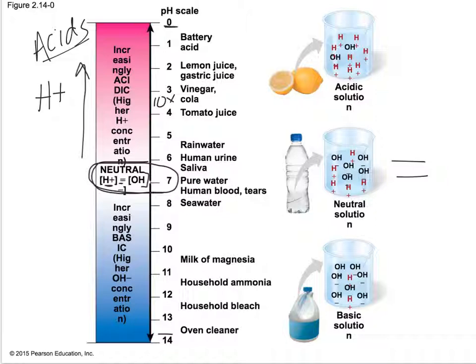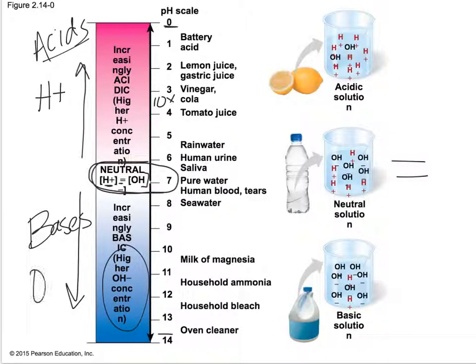Okay, and then if we go in a number that's higher than 7, then we're going to have our bases, and what that means is that we have a higher concentration of OH ions, so hydroxide ions. Okay, so less hydrogen ions and more OHs. Okay, down here, on the acid scale, there's going to be way more hydrogens.